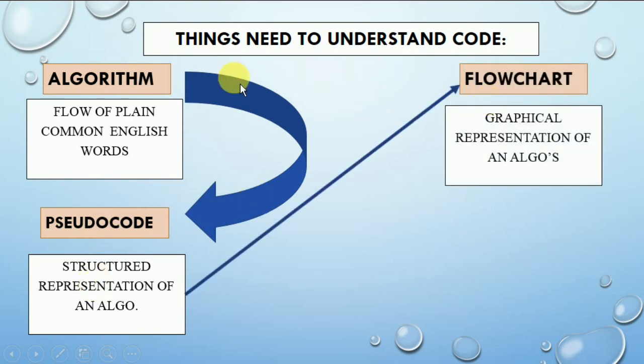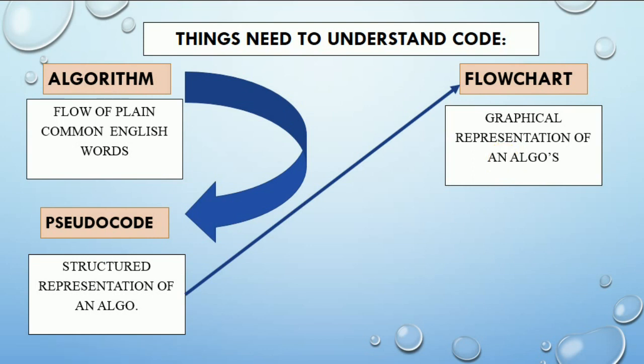An algorithm is a flow of plain common English words. मतलब इसमें हम simple common words को use करते हैं English के to write the algorithm. No need of programming. Second thing, pseudocode, a structured representation of the algo, जो हमारे algo से ही निकल के आ रहे हैं. Then these pseudocodes are changed to a flowchart, that is a graphical representation of the algo. हम इसमें graphical representation करेंगे, एक diagram बनाएंगे जो हमें बताएगा कि code कैसे चल रहा है.